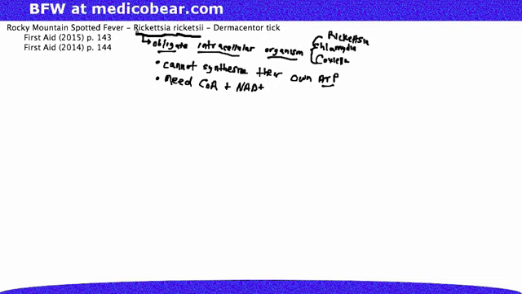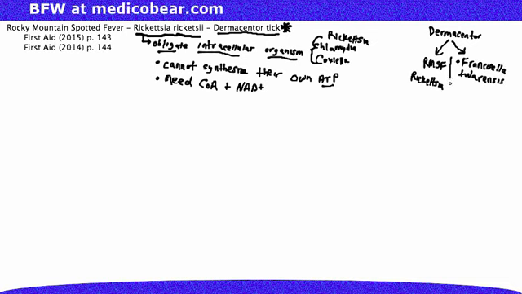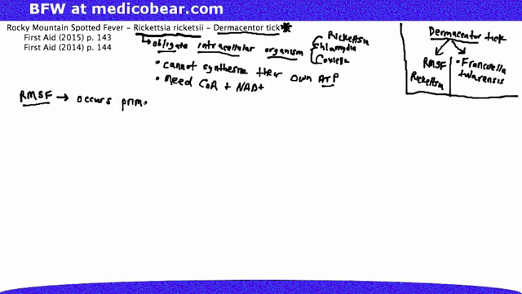So the disease is caused by Rickettsia rickettsii. The vector for this is the Dermacentor tick. Whenever you see Dermacentor, you shouldn't just be thinking Rocky Mountain Spotted Fever. You should also be thinking Francisella. These are two possible diseases where the vector is the Dermacentor tick. It occurs primarily in the South Atlantic states, especially North Carolina.